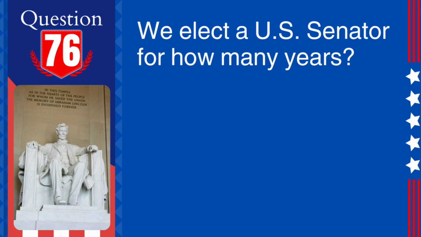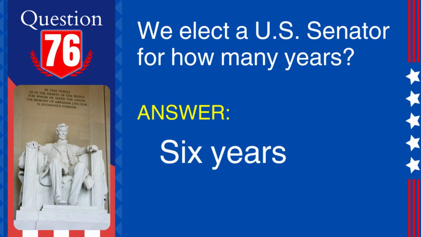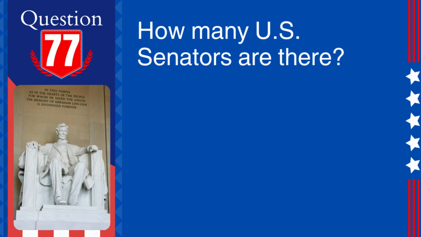76. Question. We elect a U.S. Senator for how many years? Answer. 6 years. Explanation. U.S. Senators are elected for 6-year terms, with elections staggered so that approximately 1/3 of the Senate is up for election every 2 years.